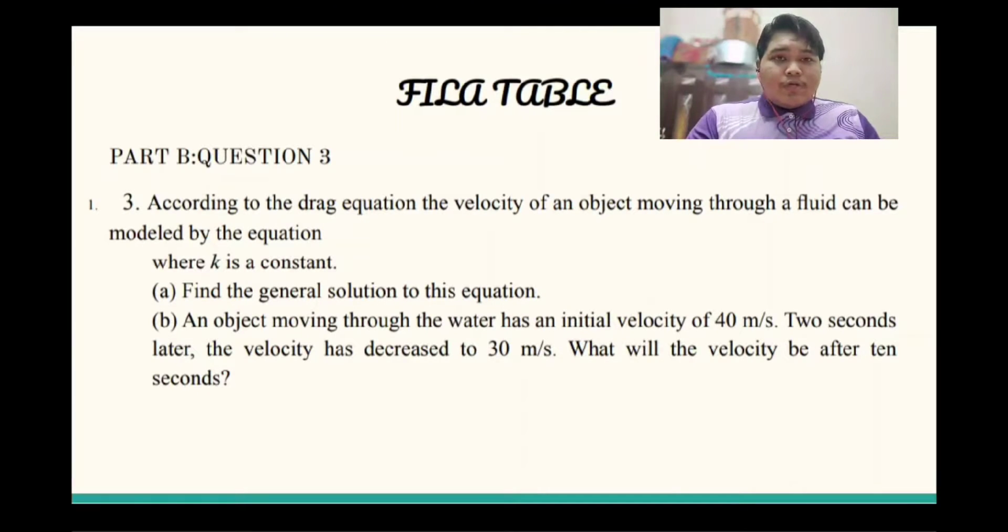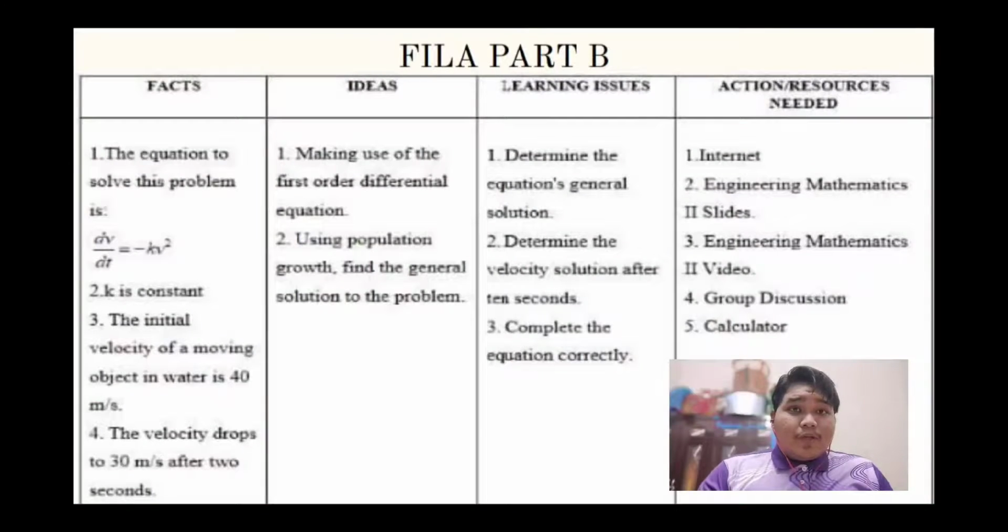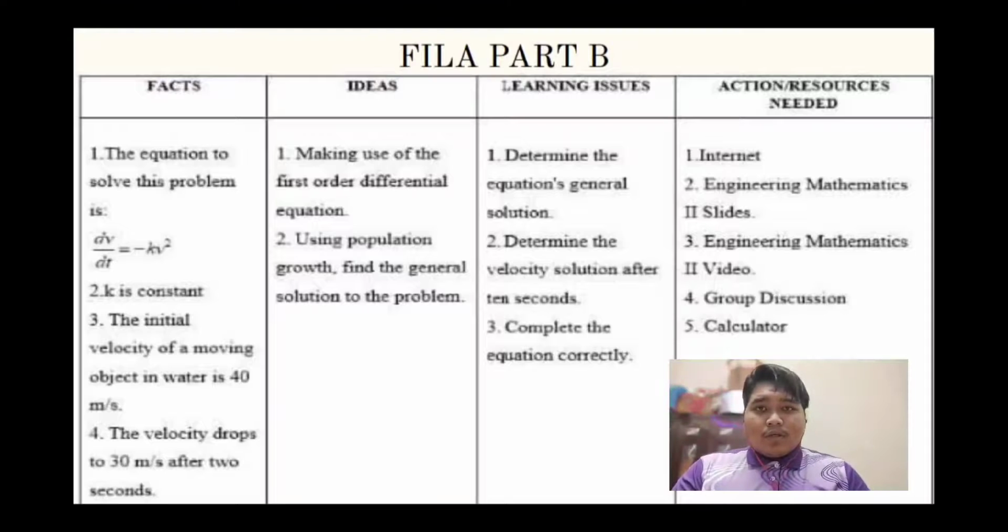For part B, our group chose question number 3. Here are the questions. For part B, the facts: the equation to solve the problem is dv over dt equals negative k v squared. Second, k is a constant. Third, the initial velocity of a moving object in water is 40 meters per second. Fourth, the velocity drops to 30 meters per second after 2 seconds.